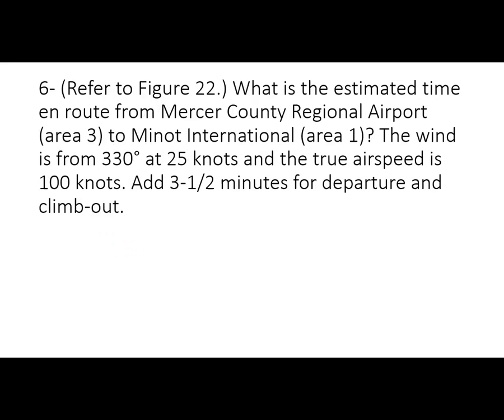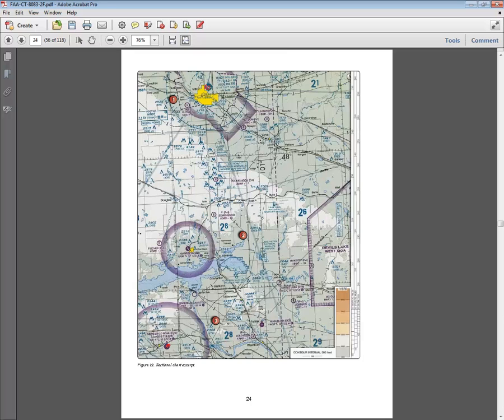What's the estimated time en route from Mercer County Regional Airport to Minot International? This is question 6. The wind's from 330 at 25, true airspeed is 100 knots, add 3.5 minutes for departure and climb out. So let's pull up that figure. This was figure 22, we're already there. And they want to know what's the estimated time to get from Mercer County up to Minot?